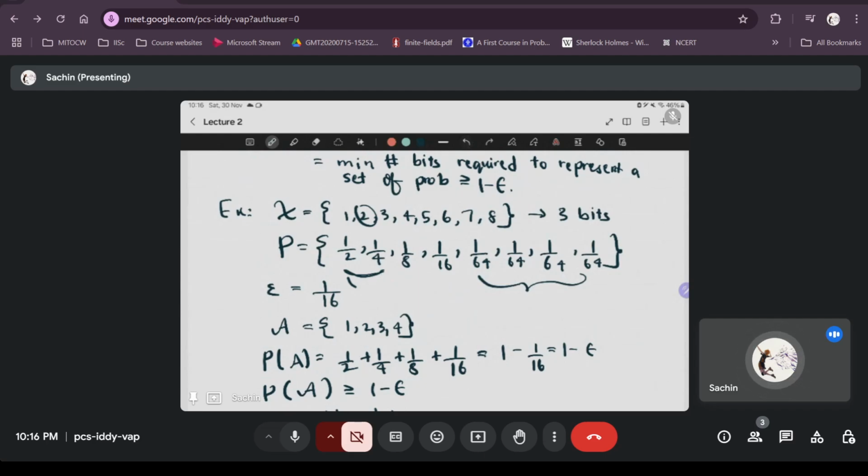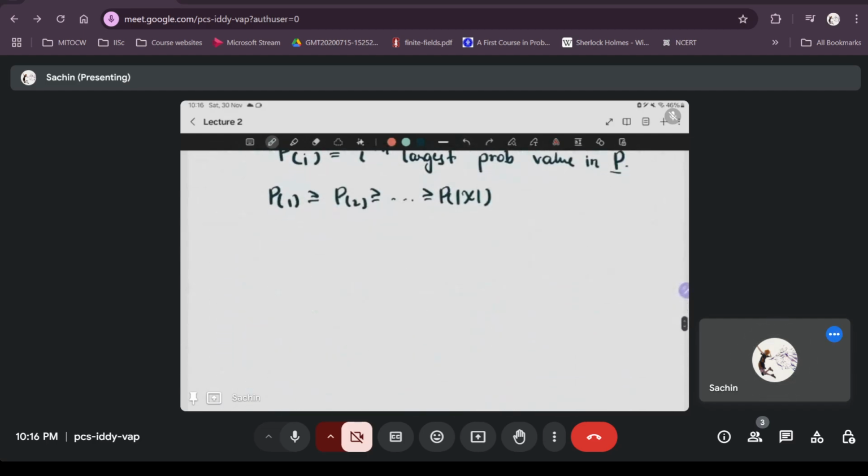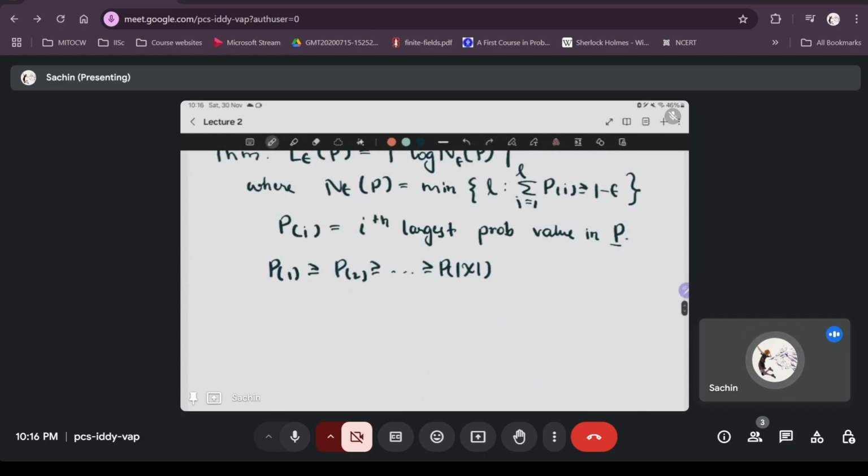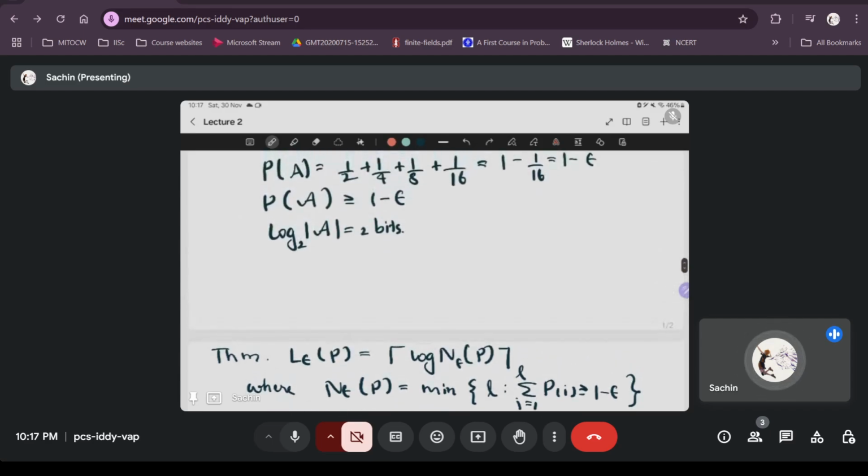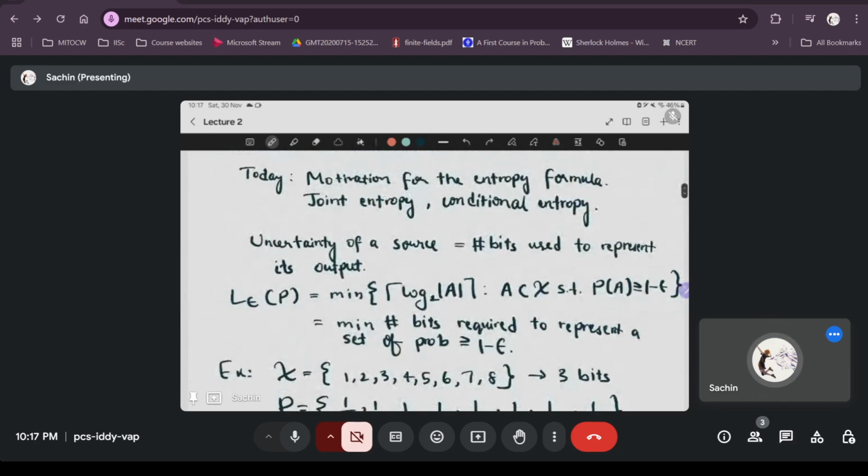So you arrange the probabilities in decreasing order, and then you add enough terms from the probability distribution such that the total probability is greater than or equal to 1 minus epsilon. And as soon as you reach 1 minus epsilon or greater, you stop. So that will give you the minimum number of outcomes you need to have in a set so that it is a set of probability greater than or equal to 1 minus epsilon. And this quantity is called n epsilon of P. So this would be one of your A's in this L epsilon of P definition.